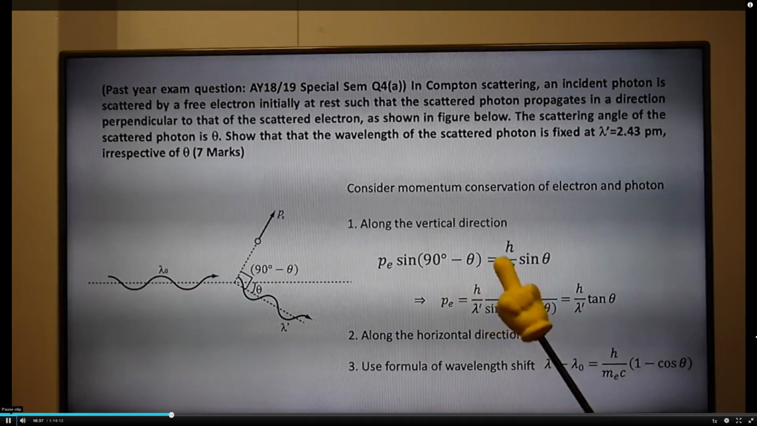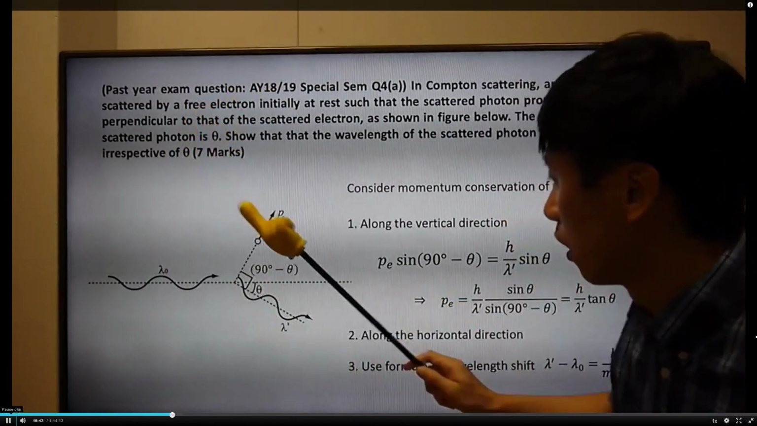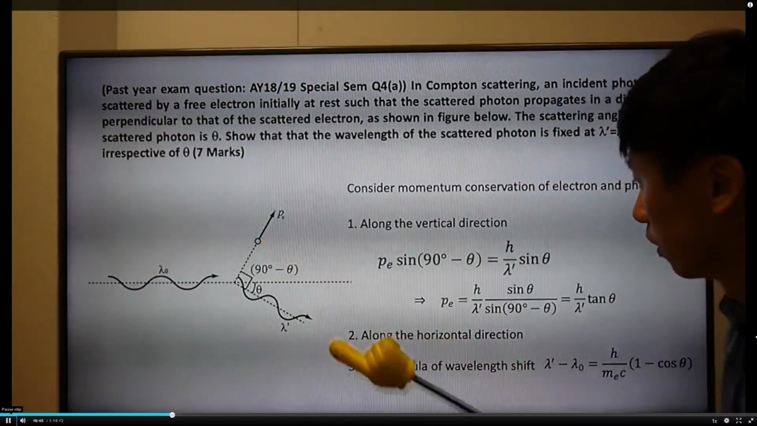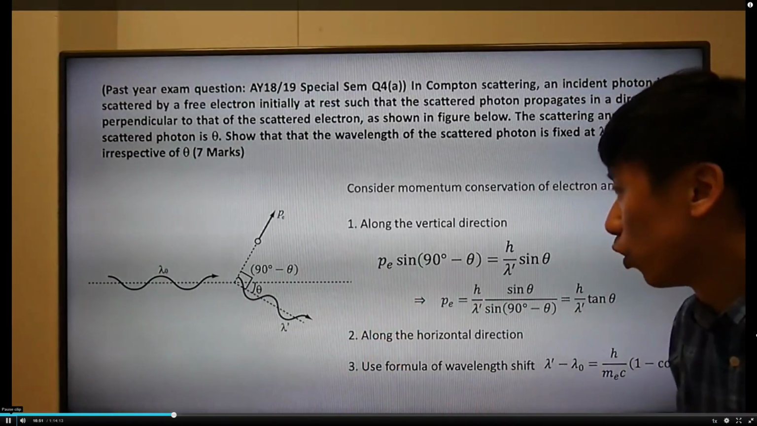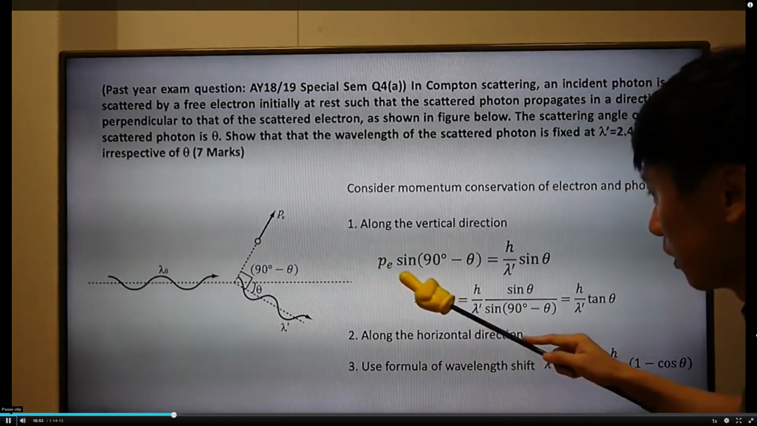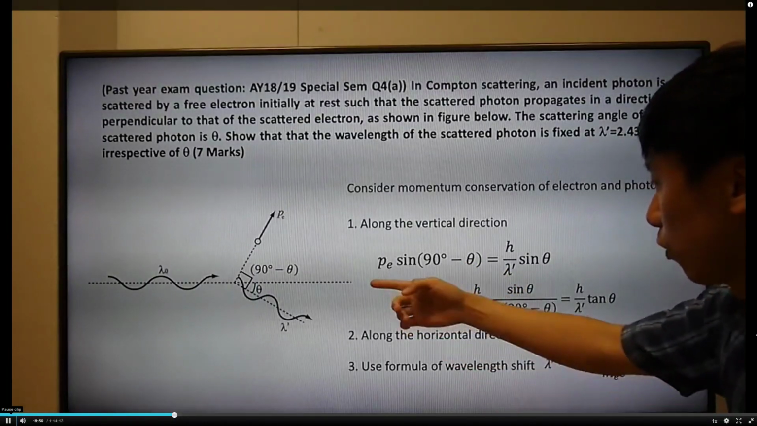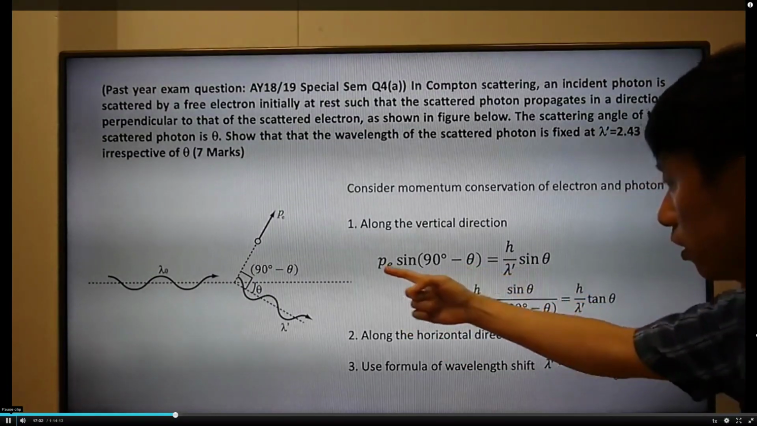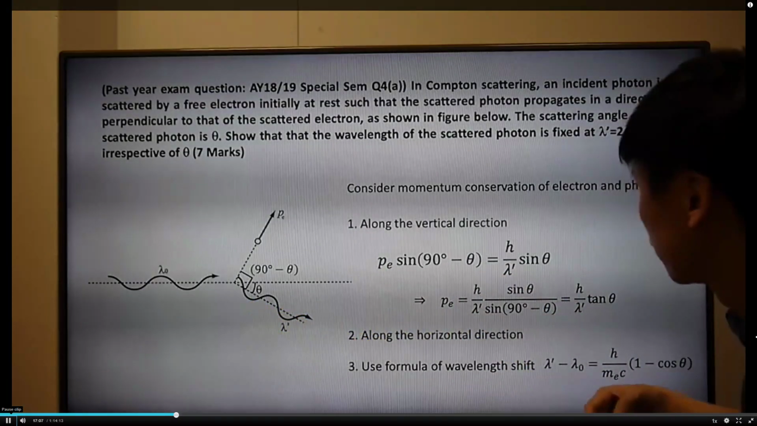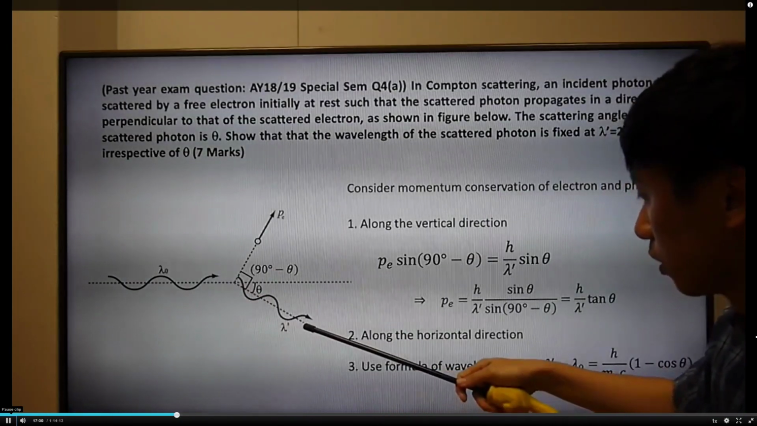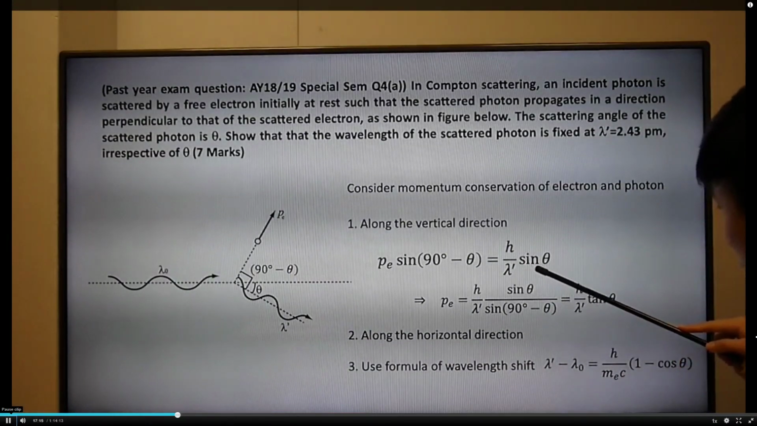So in here you need to consider the y component of the scattered electron. It is PE, let's say PE is the momentum of the electron, times sine 90 degree minus theta. This is the y component, vertical component of the momentum of the electron. Next, the y component of the scattered photon is h over lambda prime times sine theta.